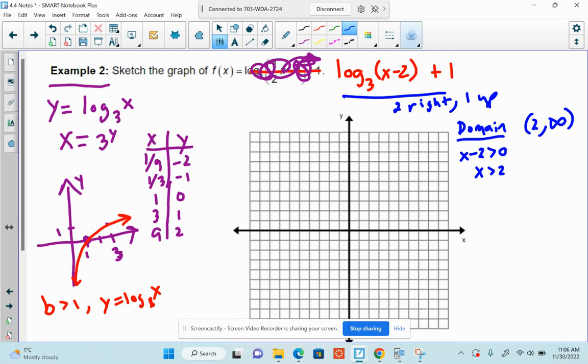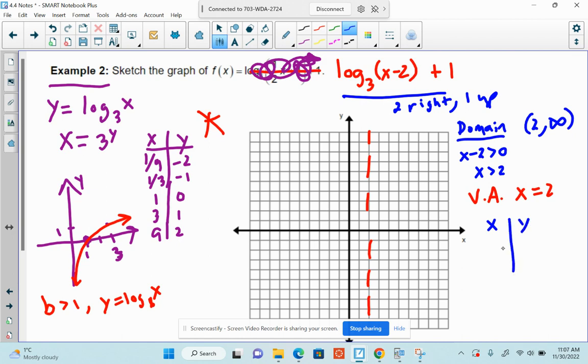So our vertical asymptote, let's just write it down. The vertical asymptote is going to be the line x equals 2. So I'll put that on my graph. So here's x equals 2. And if we take a look at the points over here, we should be able to take all those points and move them 2 to the right and up 1. So how does that work?